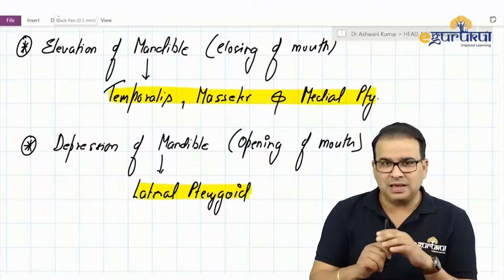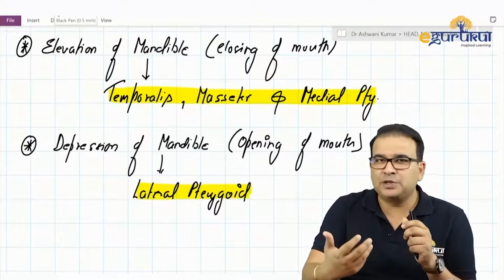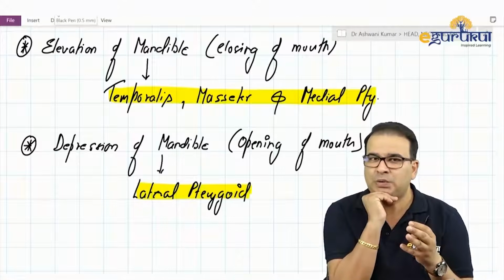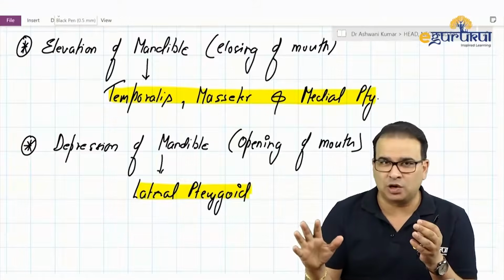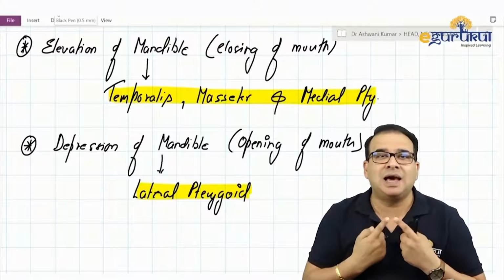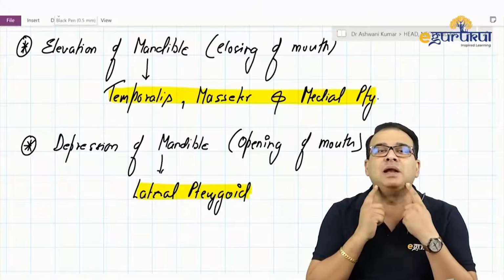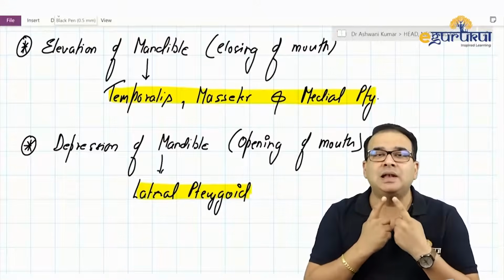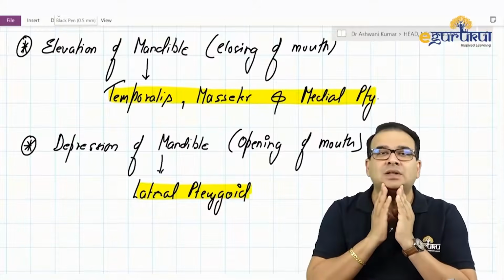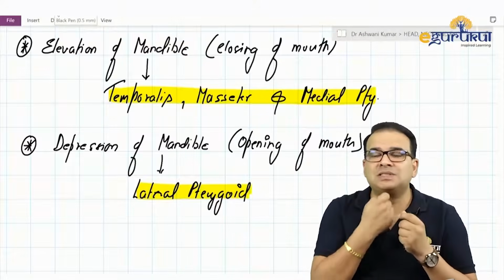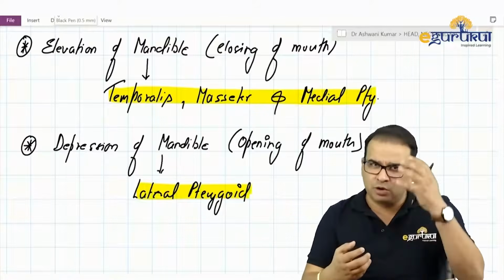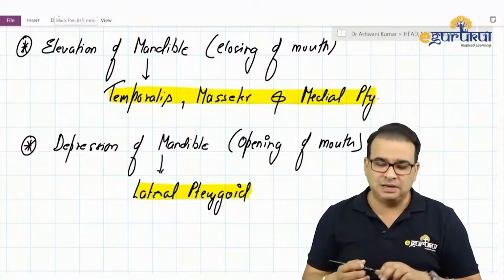But if this opening of mouth or depression of mandible is done against resistance, let's say if I apply resistance here and then I try to open my mouth, then lateral pterygoid alone is not able to do that. Then we need something beyond muscles of mastication. We need muscles which are attached to the mandible from the inferior surface or the inferior border of the mandible, like anterior belly of digastric. We have a mylohyoid line, so we have mylohyoid muscle present here. Then we have a muscle called geniohyoid. All these muscles attached to the lower part of the mandible will pull the mandible downward, and that will also help in the depression.